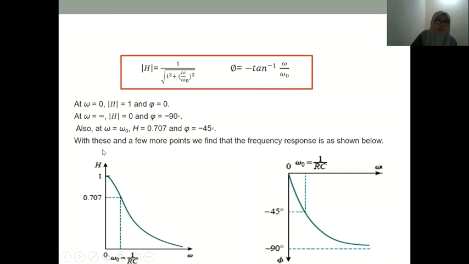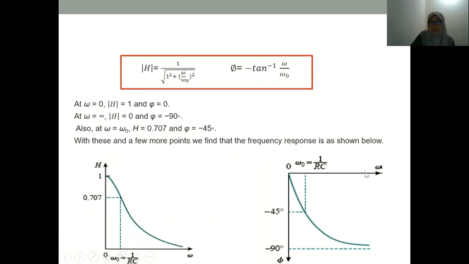These are the few points that we find, so you can sketch the response. When omega is 0, the magnitude is 1. When omega is infinity, H becomes 0. And this is the point when omega equals omega naught, and the magnitude is 0.707.